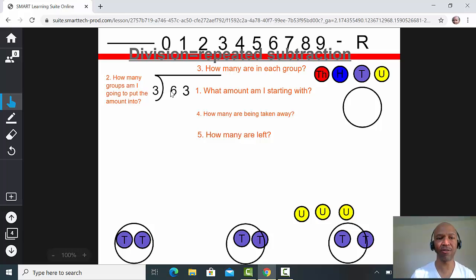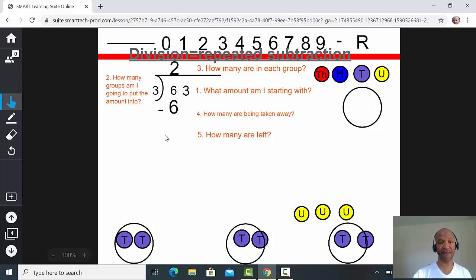Now I'm going to identify how many are in each group. If I look at each group, I can see I have 1, 2, 1, 2, 1, 2. So I have 2 tens, and that 2 goes above the tens because I have 2 tens in each group. Before I started dividing, I had a total of 6 tens. So now I'm going to say, out of my 6 tens, how many did I take away? I've taken away 1, 2, 3, 4, 5, 6 tens.